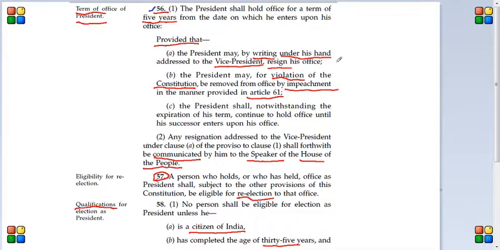President can resign only if he writes a resignation letter to the vice president. And important thing is it has to be under his writing. It can't be written by someone else or signed by him. He has to write it himself and give it to the vice president.